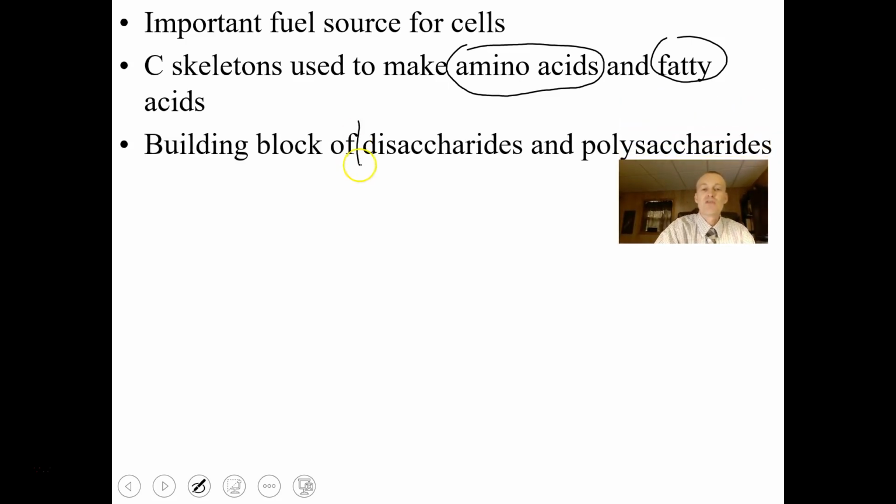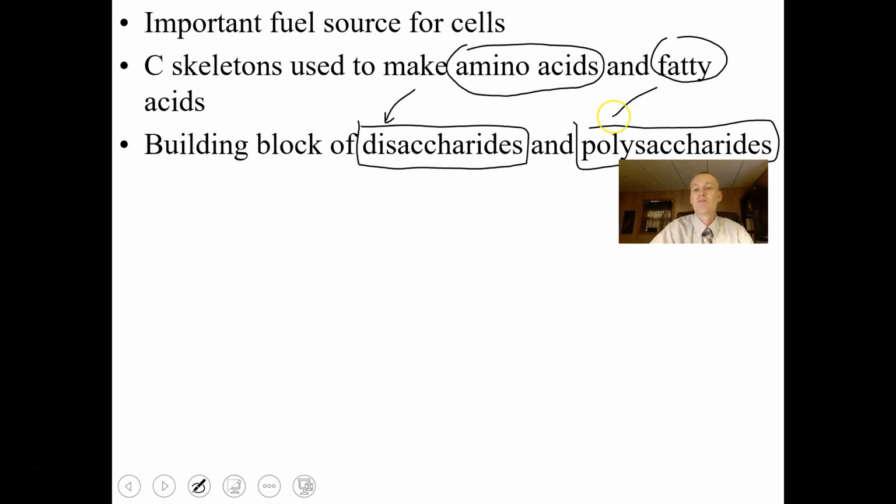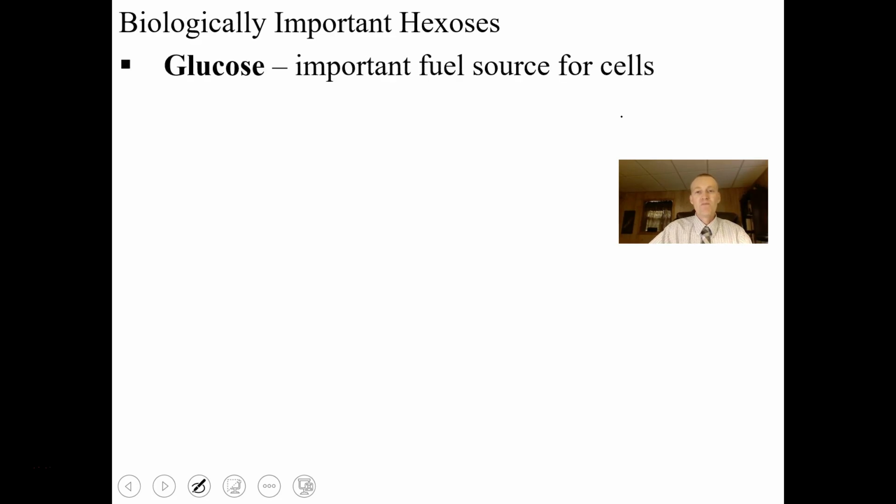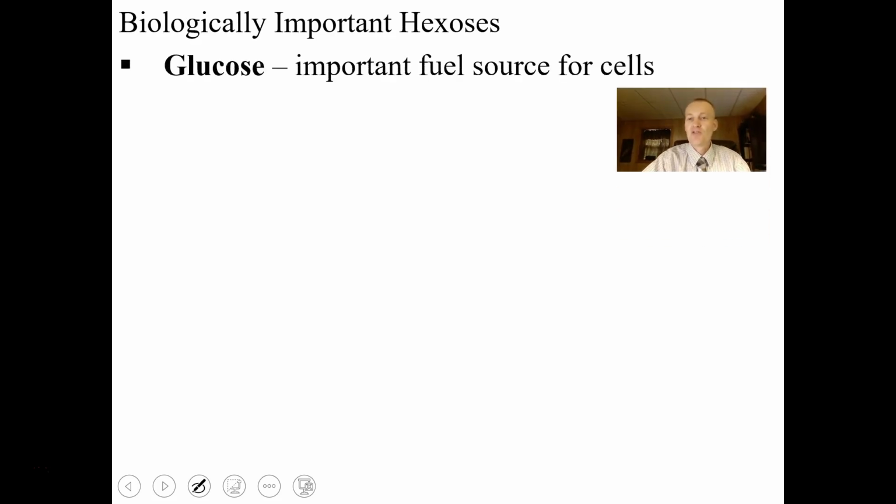Also, monosaccharides can be used to build disaccharides and polysaccharides. Disaccharides are sugars with 2 monomers. Polysaccharides have many monomers put together to build the structure. So because these sugars that I'm going to talk about have 6 carbons, we call them hexoses.